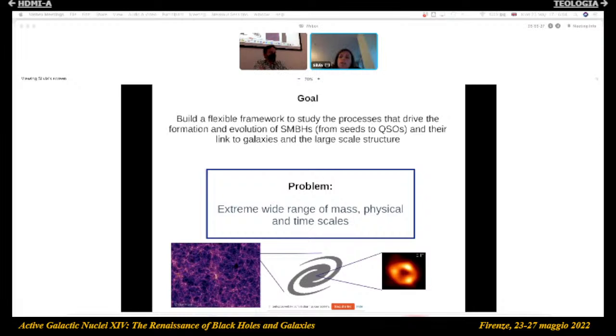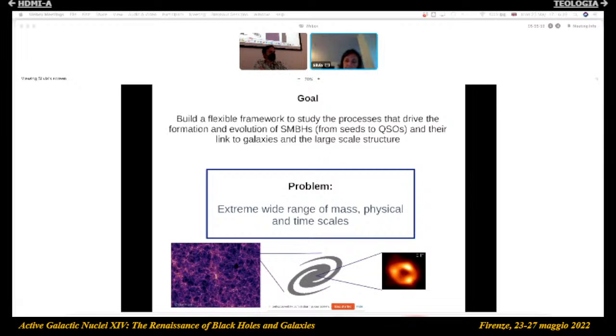Now, the main problem we face is that to build this, we need to model an extremely wide range of masses, physical scales and also time scales. Just an example below, on the left we have a snapshot of a simulation. What we want to do is to model galaxies that live inside the dark matter halo, and then within galaxies we have a supermassive black hole at the center. So in terms of physical scale, we go from tens or hundreds of megaparsecs down to subparsec scales. And also in terms of mass and time scales.